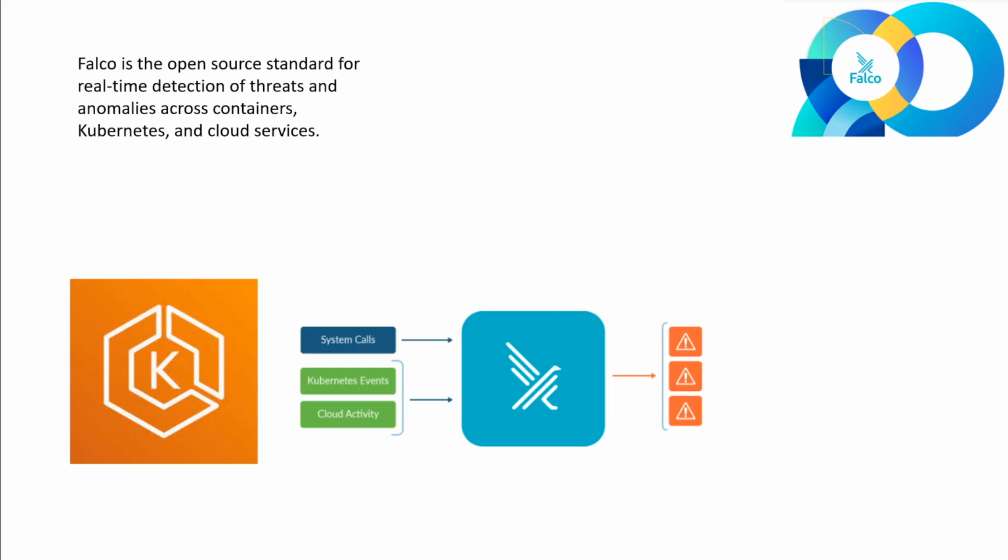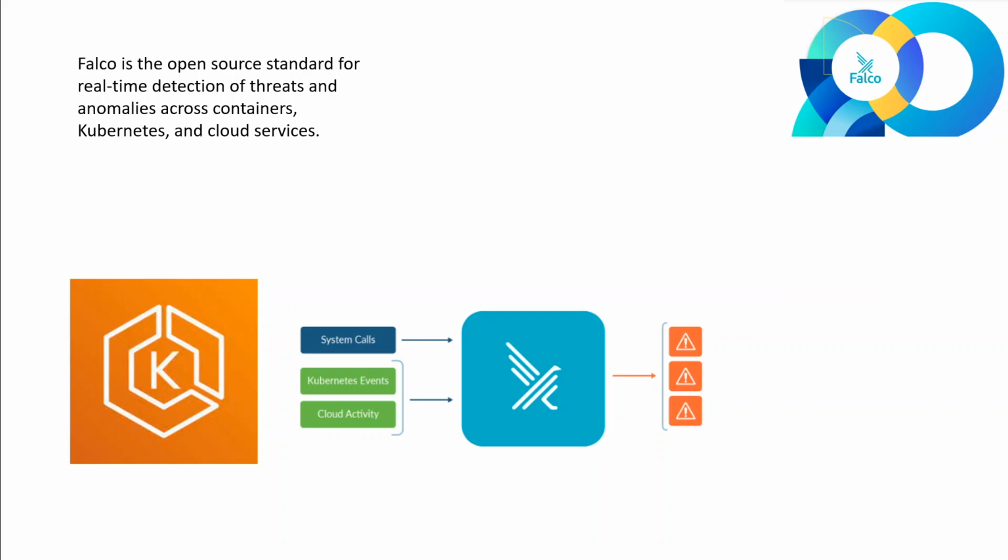Falco works by analyzing kernel system calls to provide deep visibility into container, host, and cluster activity. It also taps into other data sources, such as Kubernetes API audit events. Equally important, Falco adds Kubernetes application context to its findings to help DevOps, security, and cloud teams understand exactly who did what and where.